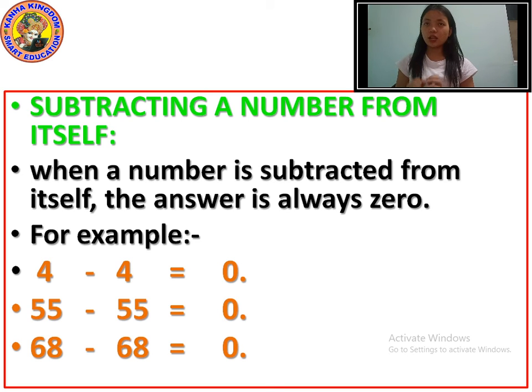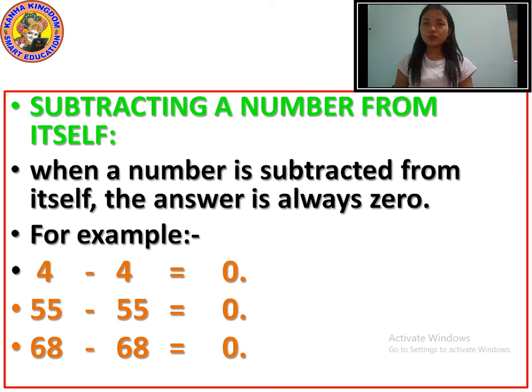Okay student, when we subtract a number from itself, the answer is always 0. So if sometimes you get a question where you have to subtract the same number, you can easily write 0, because while subtracting the same number from the same number we will get 0.